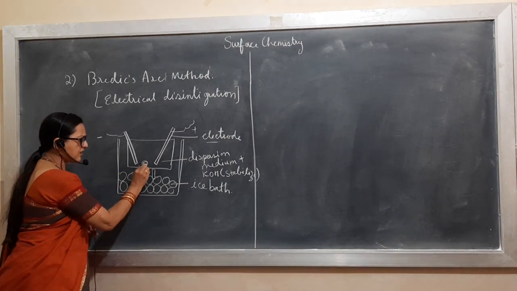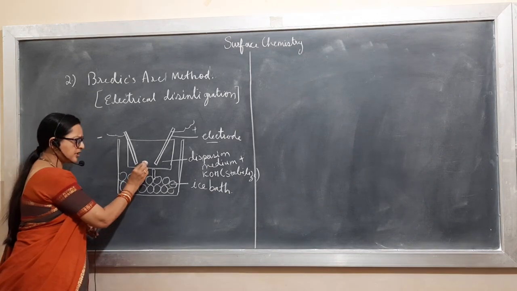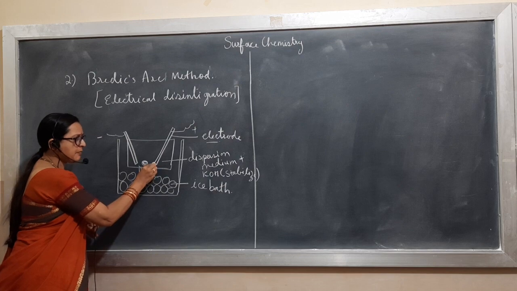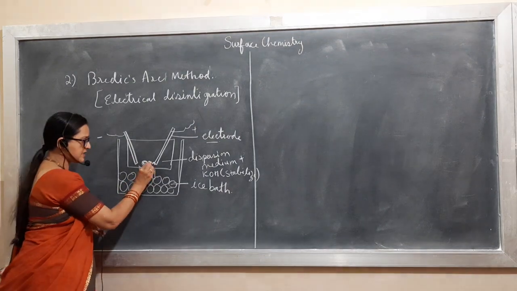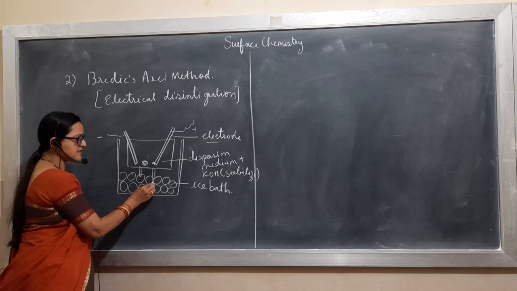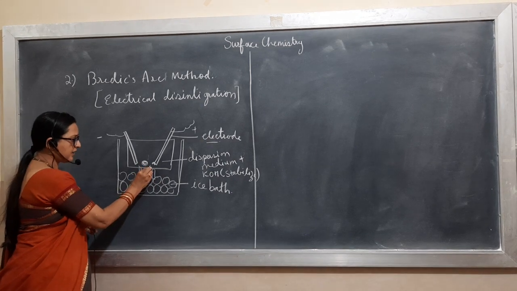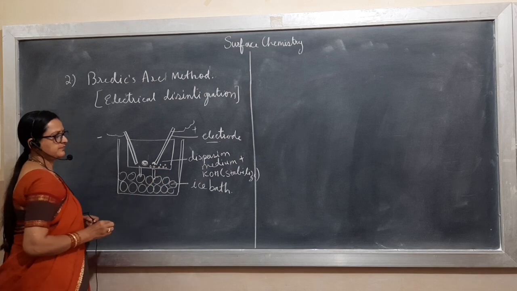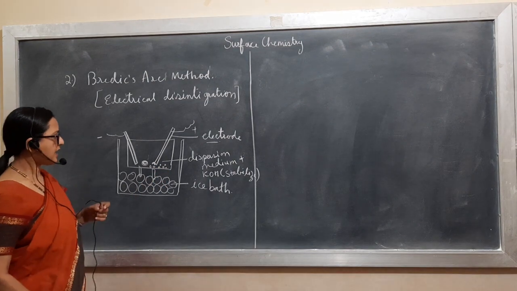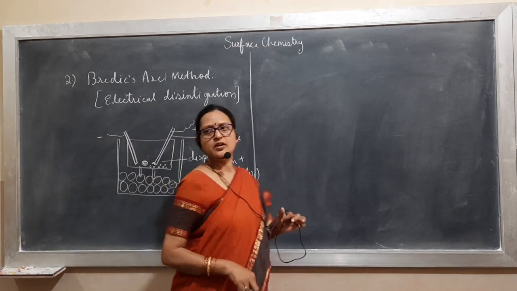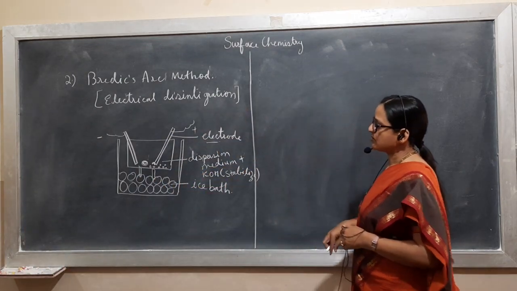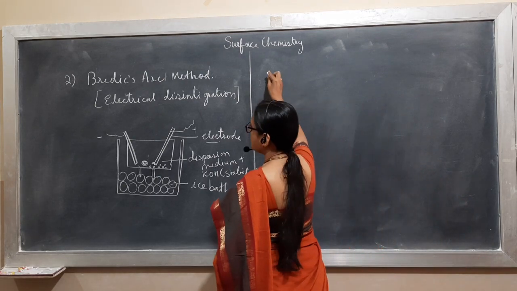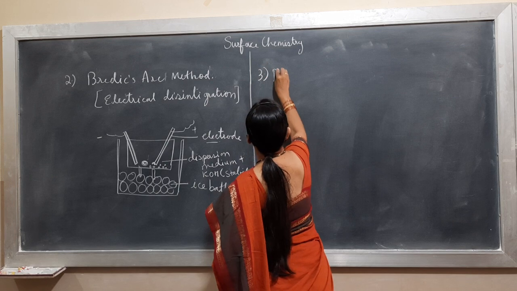Due to this high arc, there is an increase in temperature. The warmth vaporizes some metal from this. After vaporization, the vapor condenses due to this ice bath, and then they convert into colloidal size particles. So this Bredig's arc method is useful to prepare gold sol, silver sol or platinum sol. One more method we have for preparation of colloids. It is peptization.